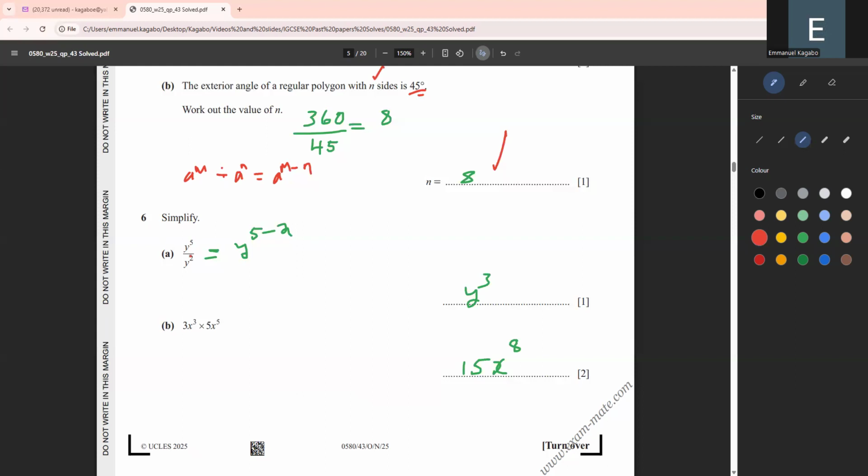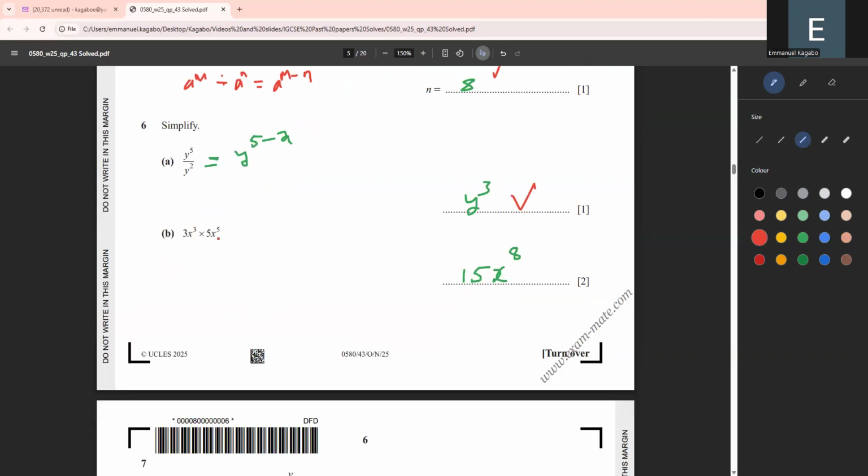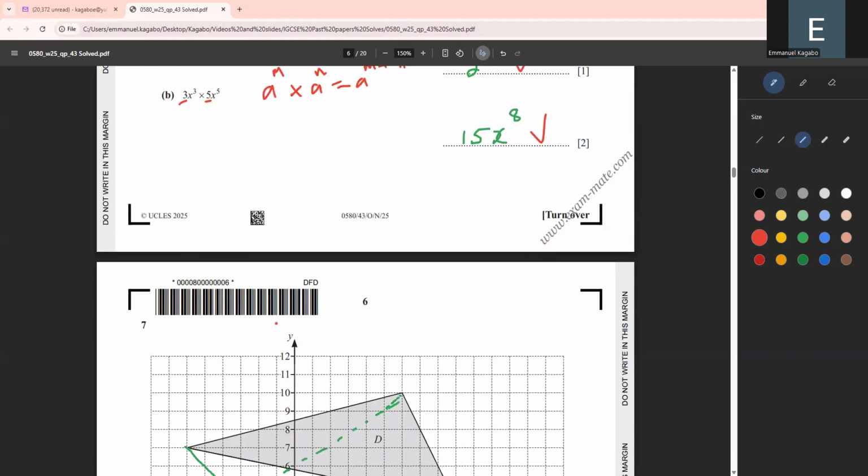So here we have to subtract the powers, and when you get 5 minus 2, that will give me y power 3. Now, this one again, here we are multiplying, so 3 times 5 gives you 15, and we know that a power m times a power n, when you are multiplying numbers of the same base, you add the powers. Do you understand, guys? So when you are multiplying, you add the powers. When you are dividing, you subtract the powers. So that's the answer, okay?